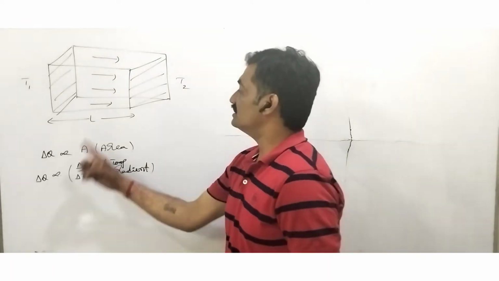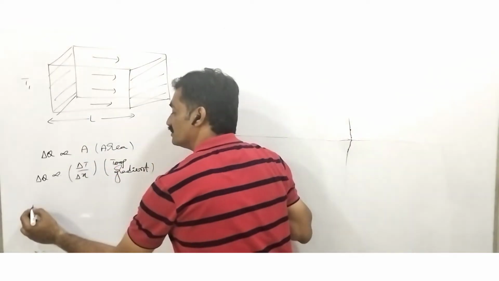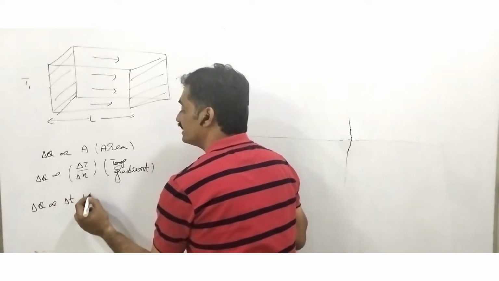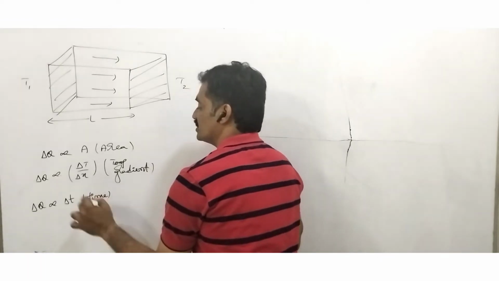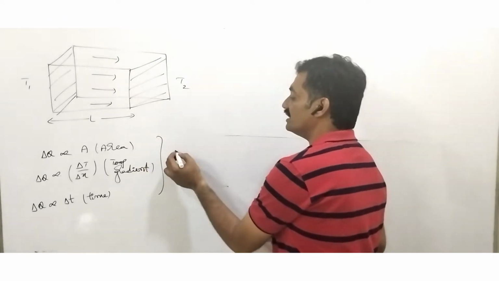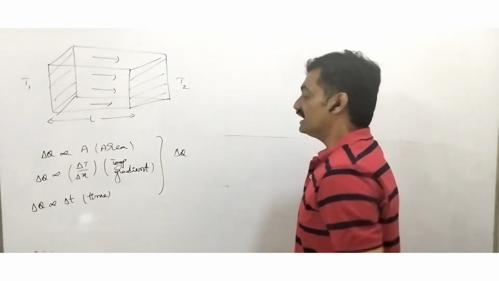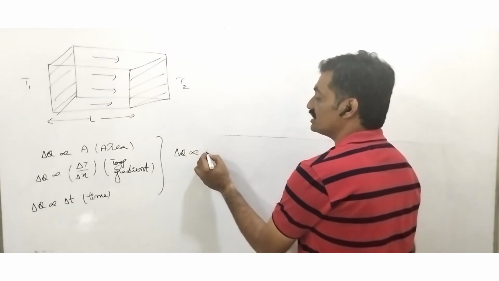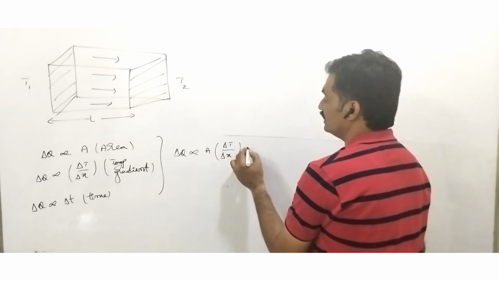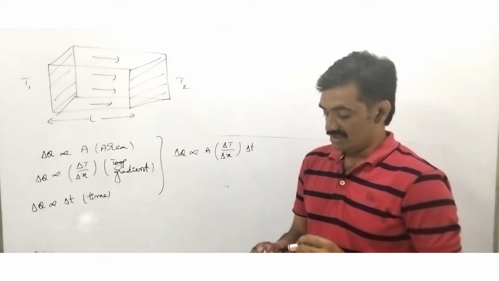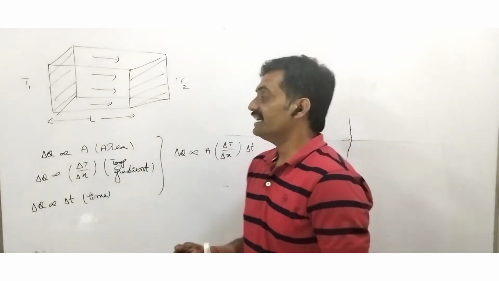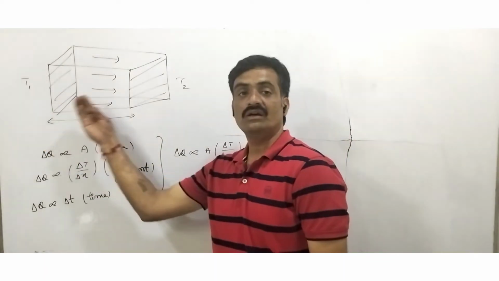And next, as you observe, the heat flowing through the body is directly proportional to the change in time. So now, instead of representing all these equations separately, we combine them and represent it as delta Q is directly proportional to A into delta T by delta X into delta t. This represents the equation for heat transferred from one end of the rod to the other end.